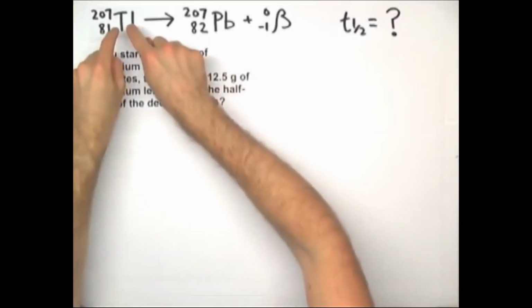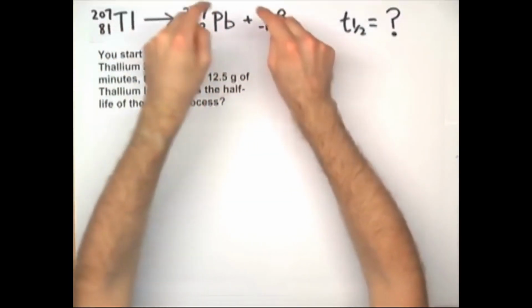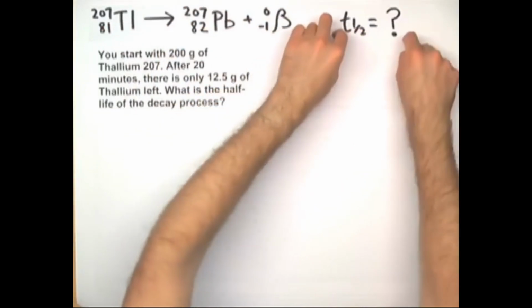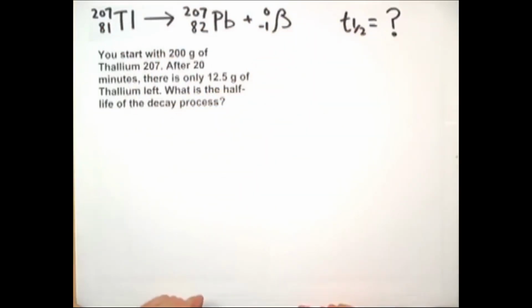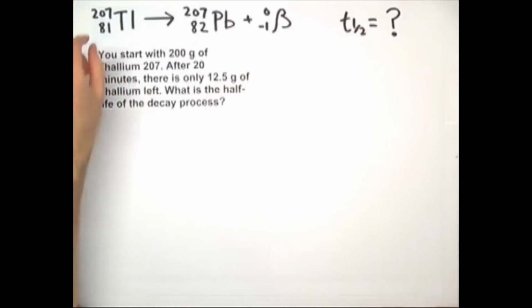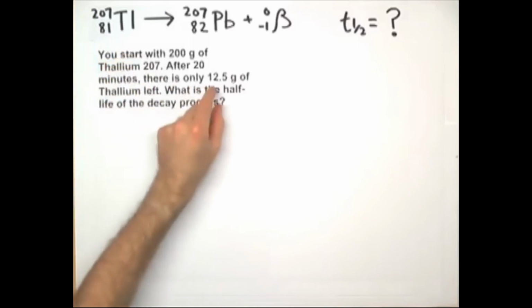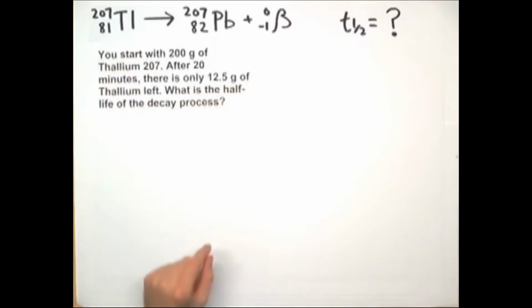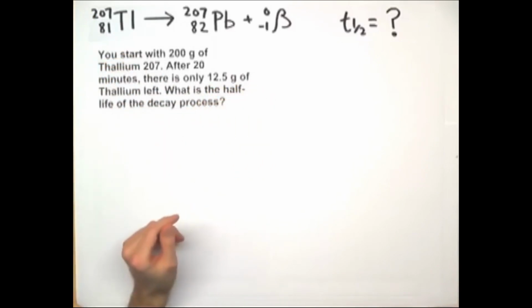Here's the equation for thallium undergoing beta decay to make lead, but we don't know the half-life here. We're going to have to figure out what it is. So the question asks us, we start with 200 grams of thallium-207 here. After 20 minutes, there's only 12.5 grams of thallium left. What is the half-life of the decay process?